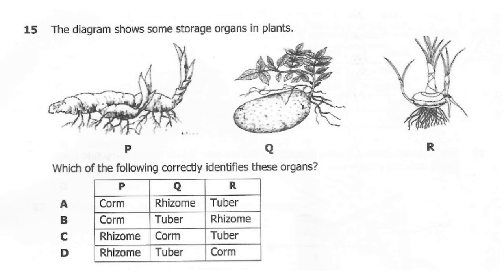The correct answer here is D. So P is a rhizome, Q is a stem tuber, and R is a corm. Excellent work, chat. So that is the correct answer. These storage organs are also referred to as vegetative propagation organs as well. Okay, we go to the next question.